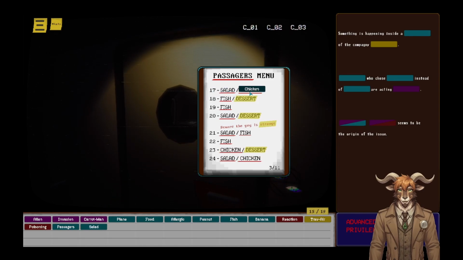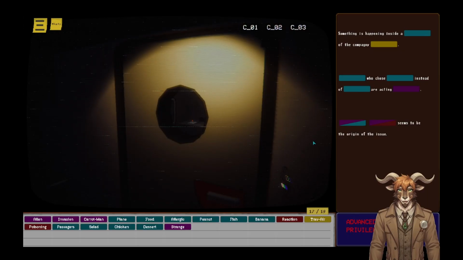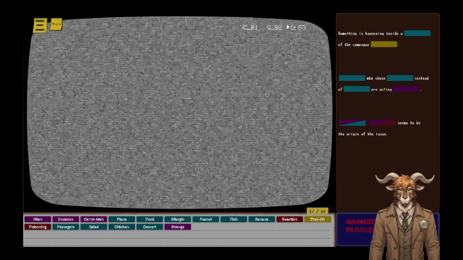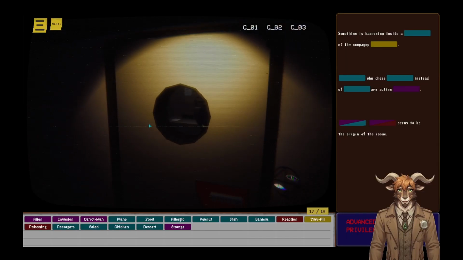Passengers menu, salad chicken, fish dessert, fish, salad dessert. Beware, this guy is strange. This must be the guy. 21. Salad fish. Fish, chicken dessert, salad chicken. What was that guy? He was 21, yeah, okay. And so they're calling him strange.